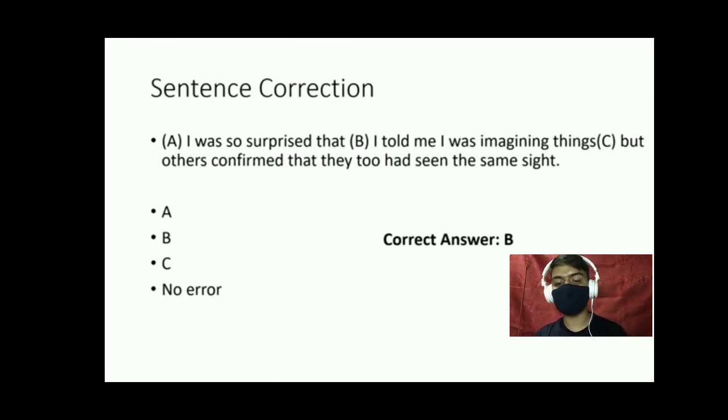Moving on to the next question, it is a sentence correction question. Some parts are given, A, B, C. We have to say whether there is an error or not. I was so surprised that I told me I was imagining things, but others confirmed that they too had seen the same sight. Here the wrong part is B, I told me when I was imagining things. The correct answer here is B.